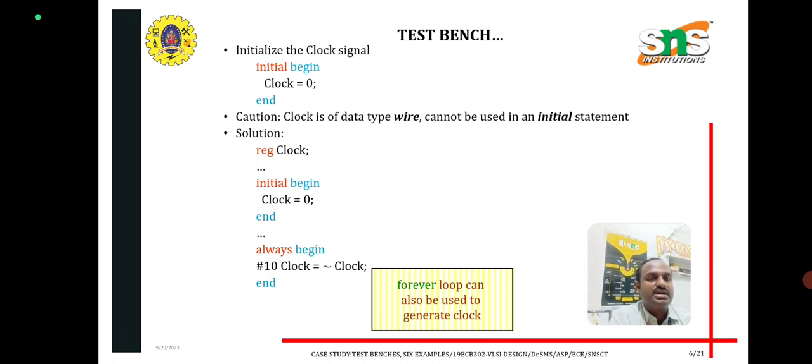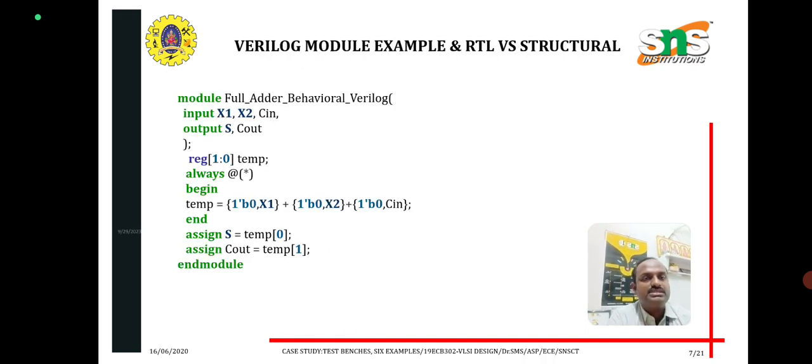The caution is that the clock value of a wire cannot be used in an initial statement. For the solution, we can use a register clock, with initial begin clock is equal to 0, end, and always begin hash 10 clock equals tilde clock. That means a forever loop can also be used to generate the clock. And next, Verilog module example, RTL versus structural.